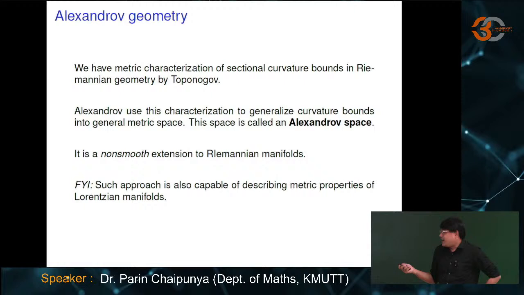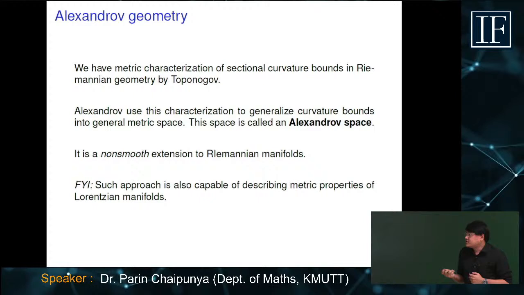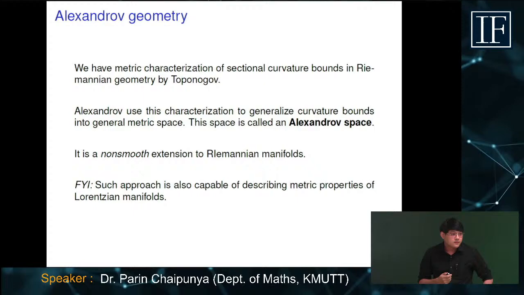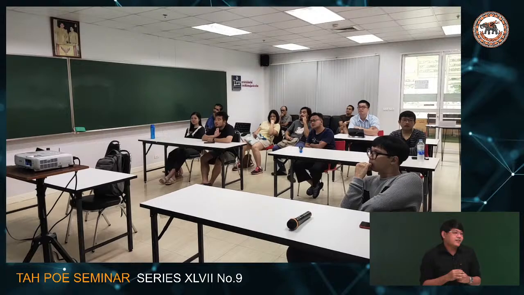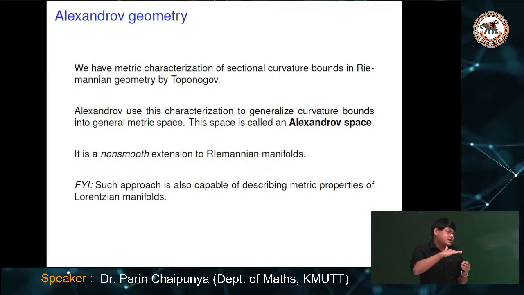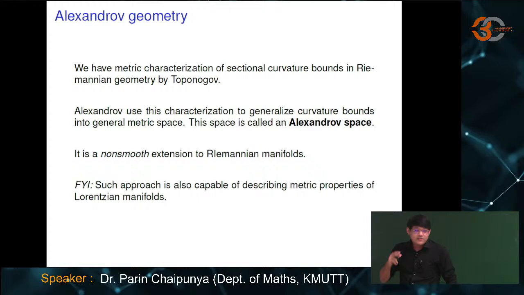Alexandrov generalized the notion of sectional curvature bound to general metric space using the idea of metric characterization of sectional curvature. Well, what is the definition of sectional curvature bound? Do you know the sectional curvature? Well, sectional curvature intuitively is the curvature when you consider only a two-dimensional section of the tangent space. So you consider this cross-section curvature. And bounds mean either bounded above or below globally.